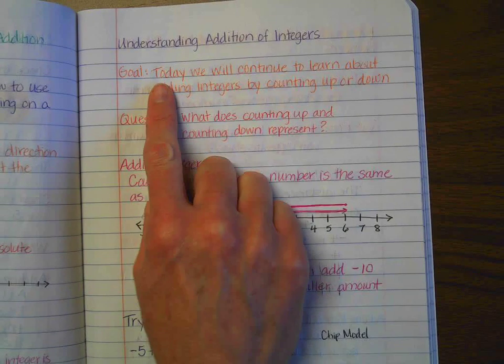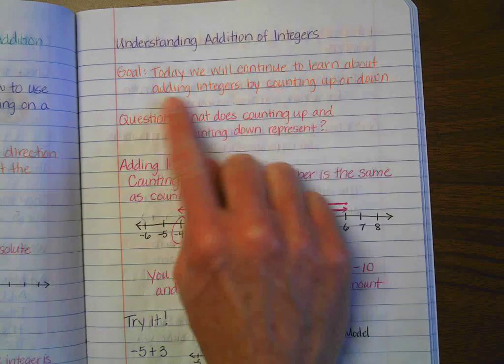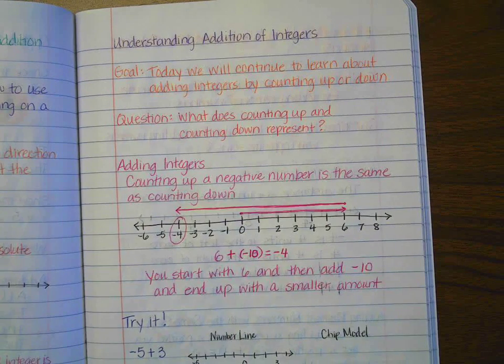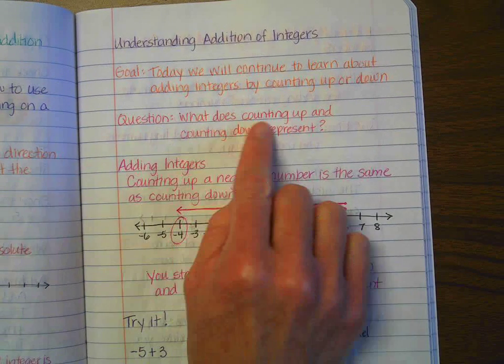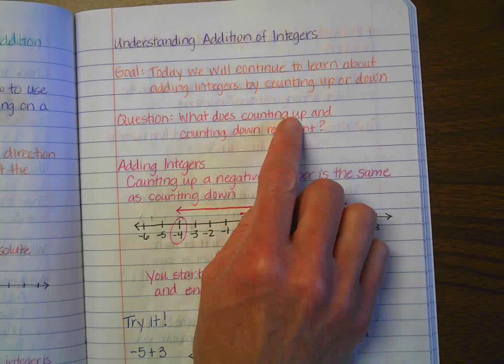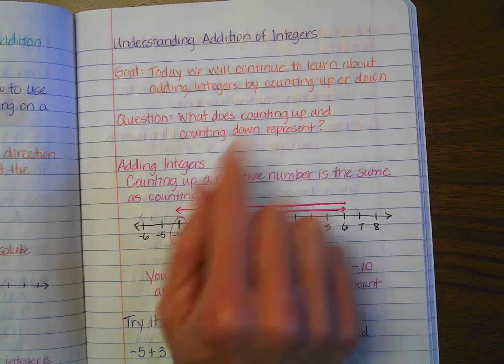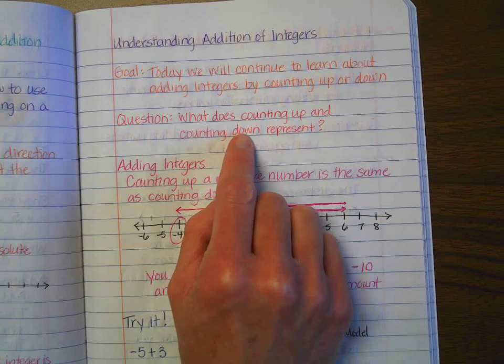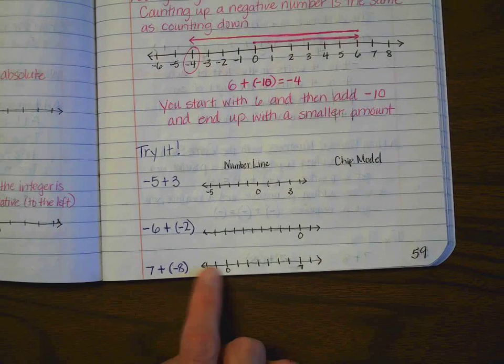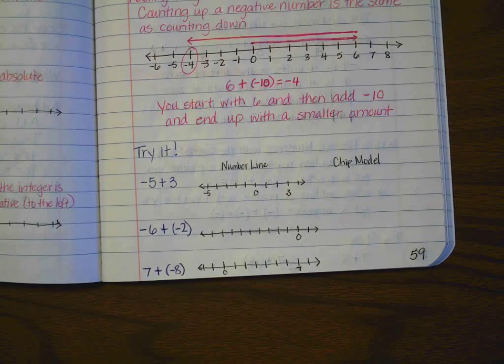Okay? All right, so going back up to our goal for today, we will continue to learn about adding integers by counting up or down, which is what we did on the number line. The question that we asked is, what does counting up and counting down represent? Counting up means that you're adding positives. Counting down means you're adding negatives. Okay? And then you're supposed to do this bottom problem by yourself, and we'll check that on the board in the morning.